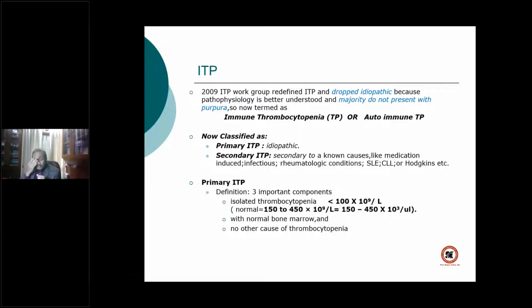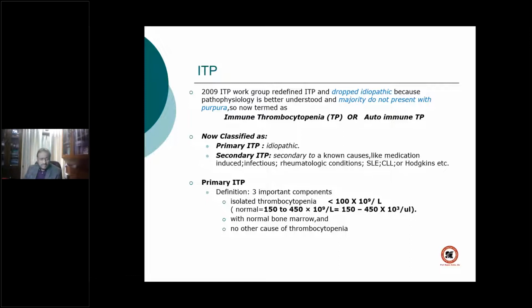Now, when you talk about the primary immune thrombocytopenia, the definition entails three important prerequisites. Number one, there should be an isolated thrombocytopenia, which is less than 100 into 10 to the power 9 per liter, or 1.5 to 4.5 lakhs per cubic millimeter. Number two, the bone marrow should be absolutely normal. And number three, there should be no other cause of thrombocytopenia. Only then you like to call it ITP. So three important parts to the definition.